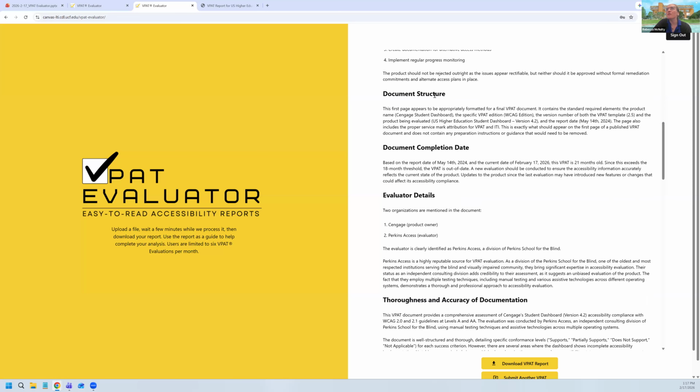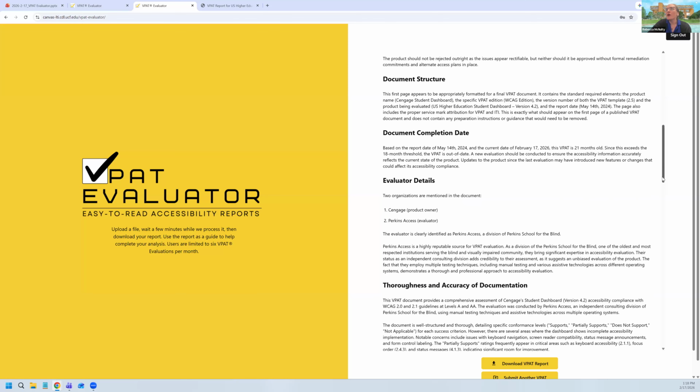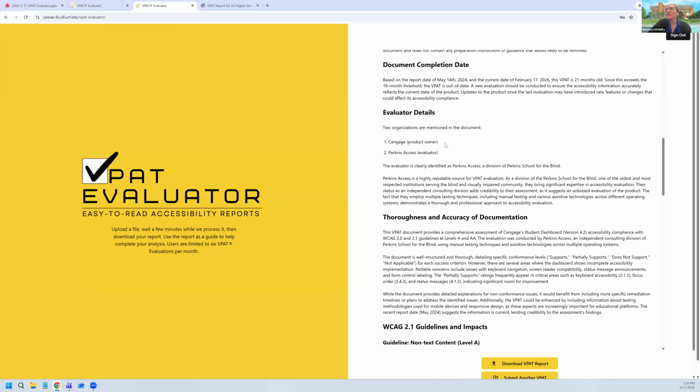So first, what is the document structure? It appears properly formatted. What is the completion date? This one's May 14th of 2024. 21 months old. This is a little bit above that 18-month threshold, so you'd want to ask some follow-ups based on your institutional context. What are the evaluator details? The product owner and Perkins Access was the evaluator here, and it gives you a little bit of context for what that means if you're not familiar.